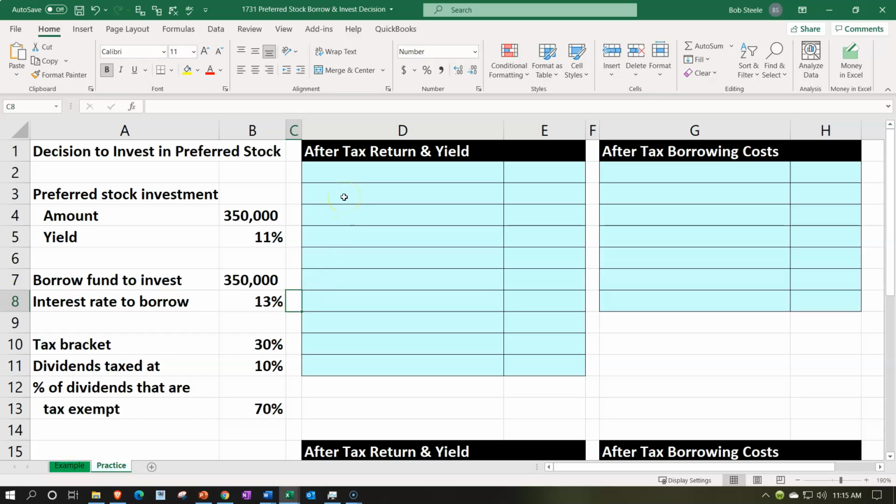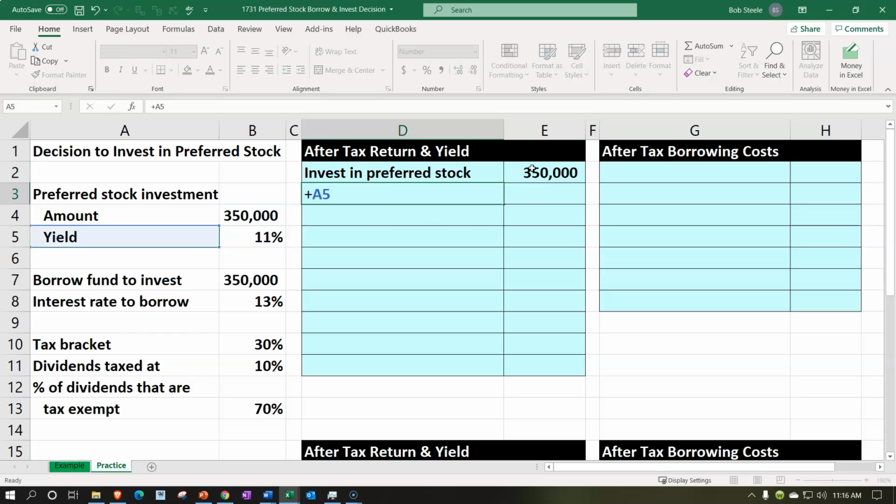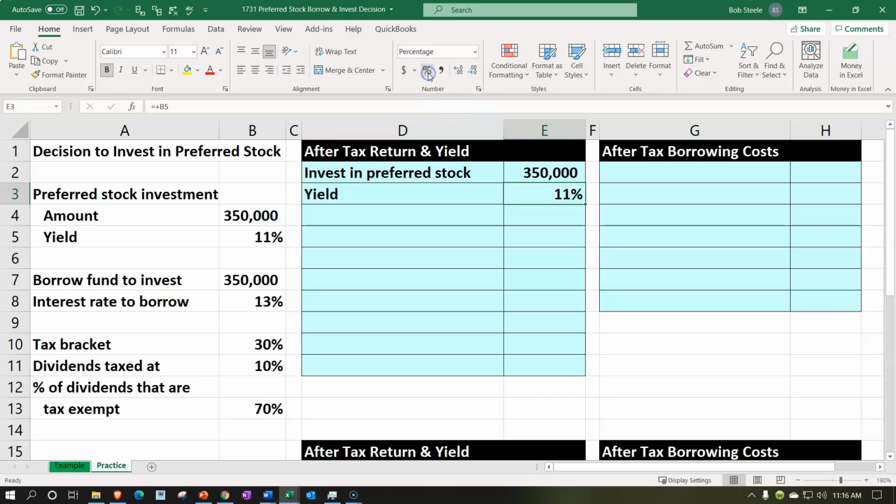We're going to say, okay, let's look at the after-tax return and yield. Let's take a look at the preferred stock. So we're going to invest, let's just call it invest in preferred stock. So that's going to be our investment, and that's going to be equal to the $350,000. We're going to invest that with a yield that we believe we'll get a return on at the 11%. So I'm going to go to the numbers group and percentify that. Going to go to the font group and underline that. That's going to give us our return before taxes of the $350,000 times the 11%, or the $38,500.